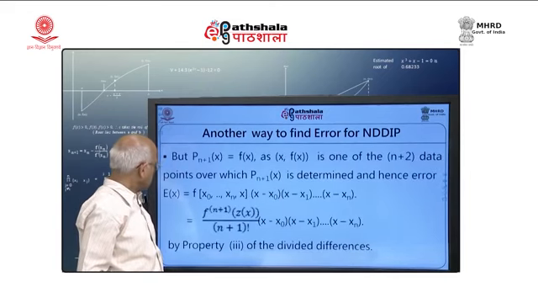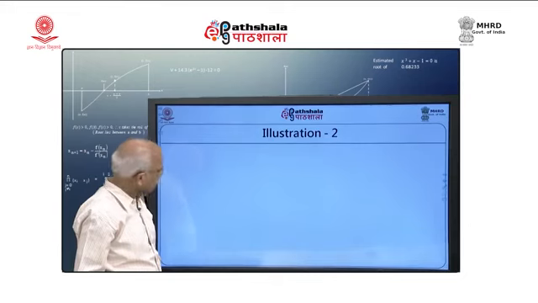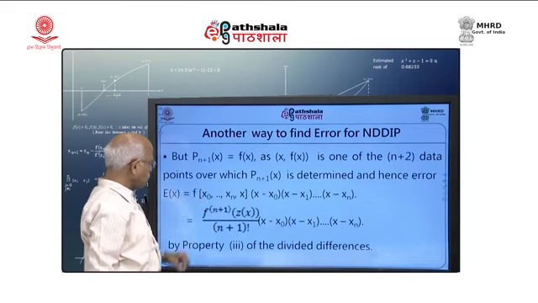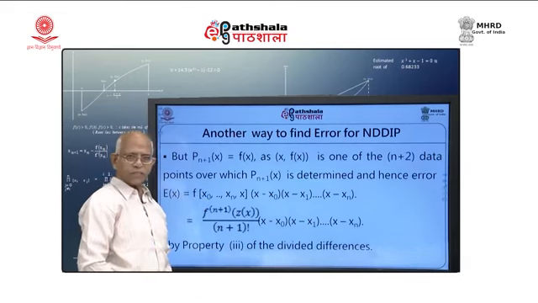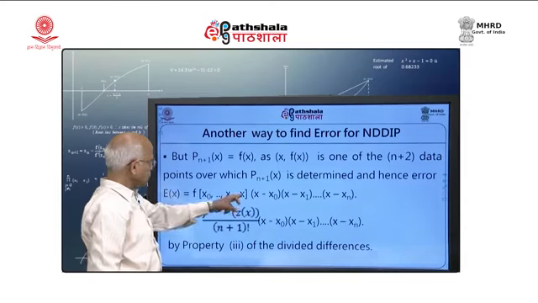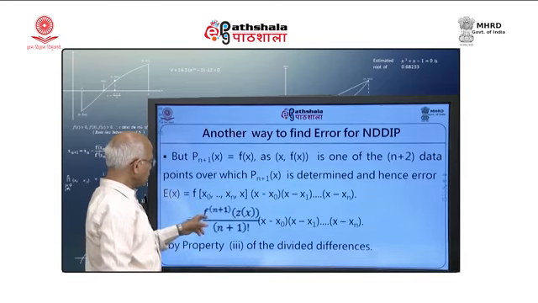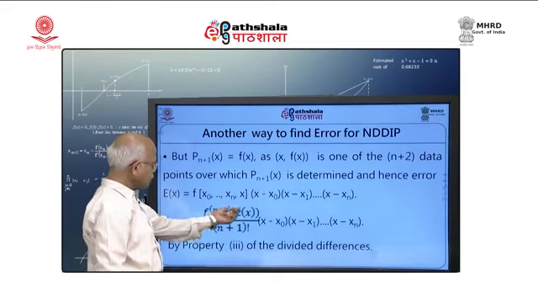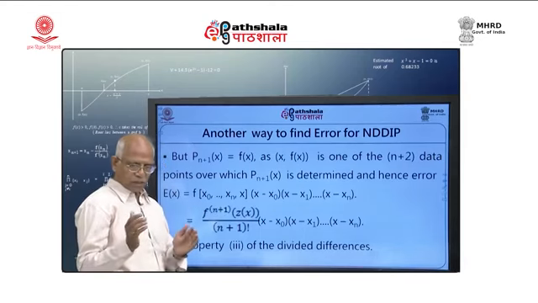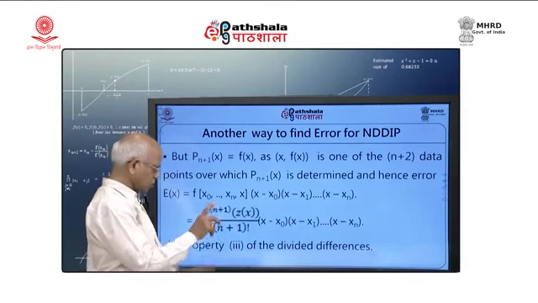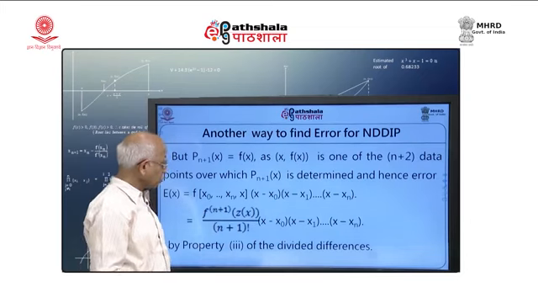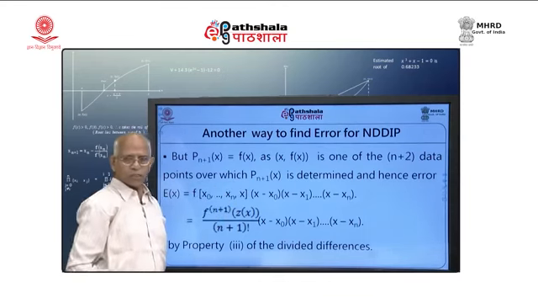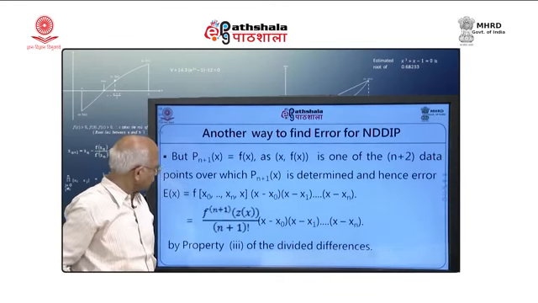So, we get here the error as the final term, which is given by this. Now, if you observe property 3 of the divided differences, you know that the n plus 1th divided difference will be given by the n plus 1th derivative of f at z(x), divided by n plus 1 factorial, and this z(x) will be some point in the open interval (a, b), where the closed interval [a, b] is the interval of observation.